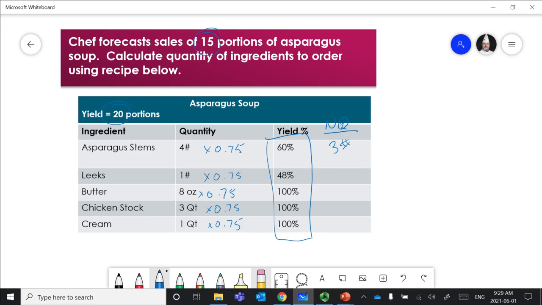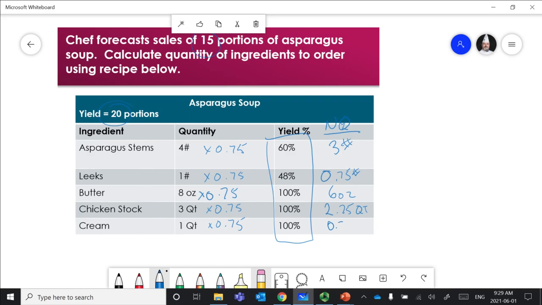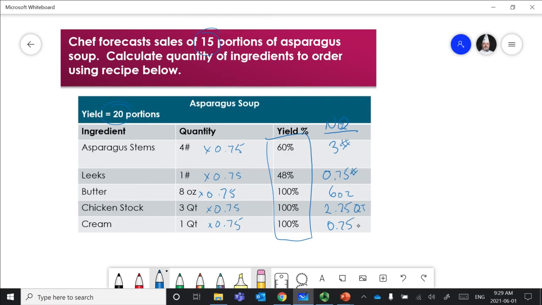And I'll erase this. And our leeks is going to be, sorry, I got it here. 0.75 pounds. Of course, pretty simple. I just needed to look at my ounces. So 6 ounces, and then we've got 2.25 quarts. And then we have 0.75 quarts, right? So that was just taking our quantity from our original recipe, multiplying times our conversion factor to give us our new quantity, right?